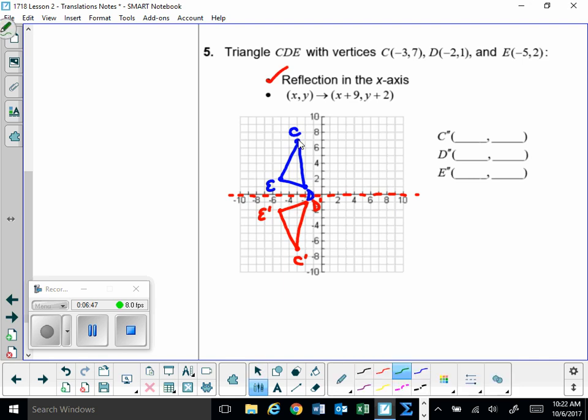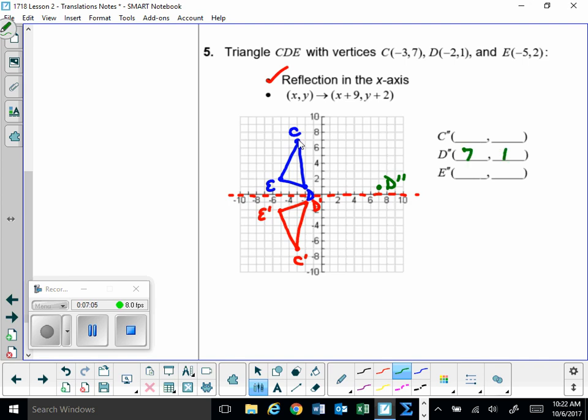Now I need to do a translation. I need to move 9 to the right and 2 up. So let me start with D. 1, 2, 3, 4, 5, 6, 7, 8, 9 to the right, 2 up. D double prime is at 7, 1.